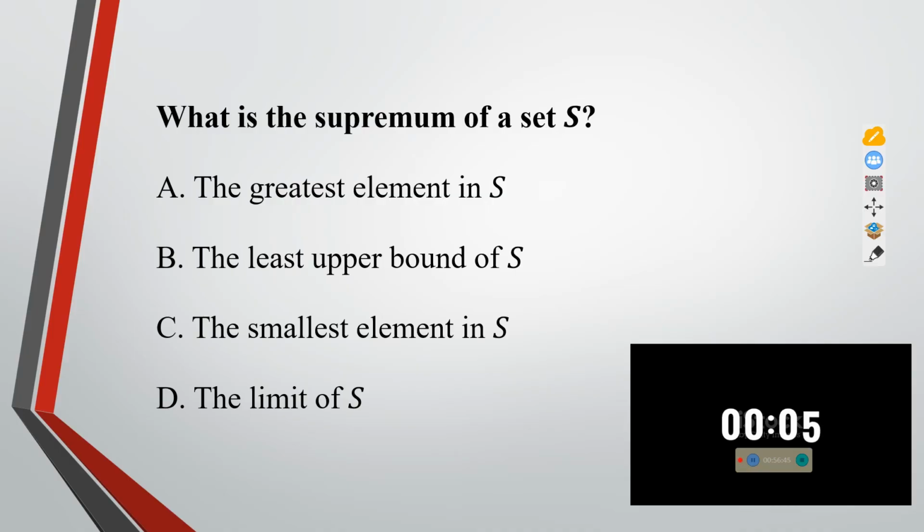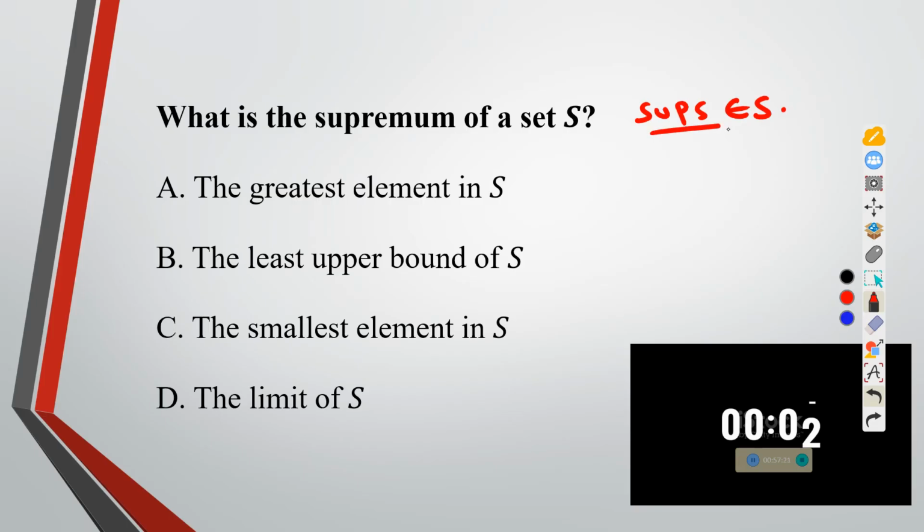What is the supremum of a set S? We are looking at the supremum of the set S. Option A, the greatest element in S, that is what we call the maximum of S, and this exists only if the supremum is part of the set. You recall, if the supremum is part of the set, then the greatest element exists and it will actually be the supremum.